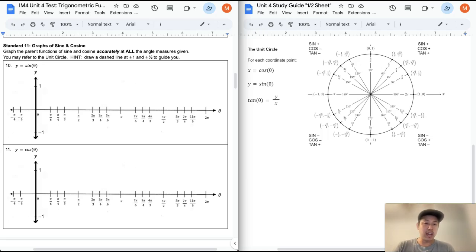Alright, so this video is going to be on standard 11, which is the graphs of your basic sine and cosine functions. These are the function equations: y equals sine of theta, y equals cosine theta. We're going to see how we graph that, and we're going to use the help of our unit circle reference.